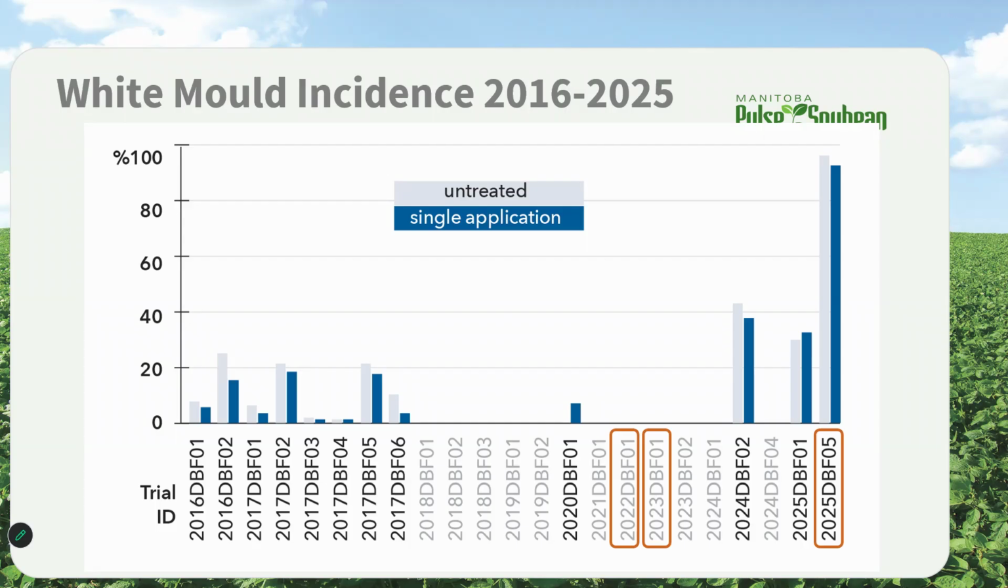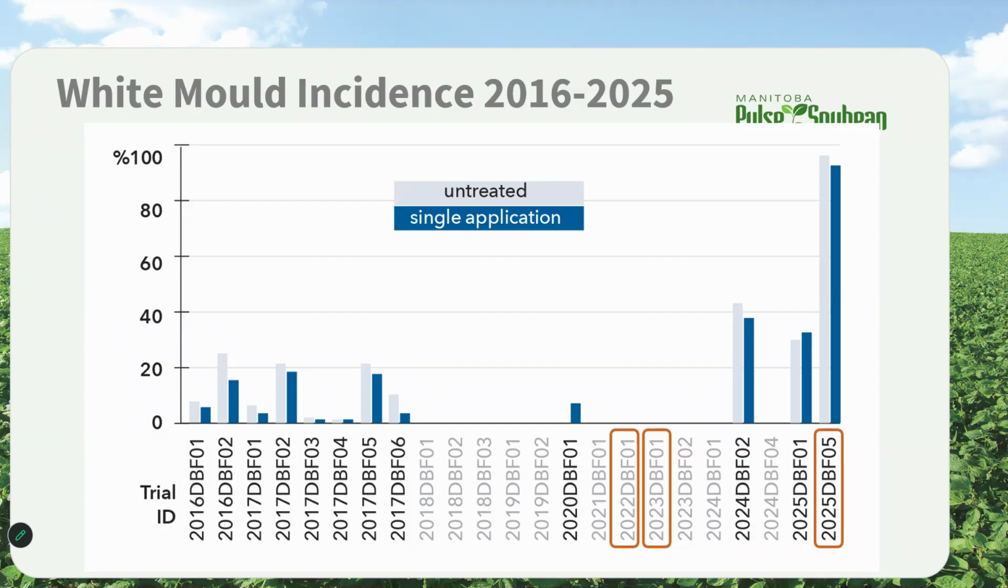So on the y-axis on the graph, we have the percentage of plants with white mold, or incidence, and the individual trials along the bottom. The graph bar pairs show the white mold incidence for both the single fungicide and the untreated. And at 2 of the 3 sites where there was a yield increase with a single fungicide, and this is shown by the 3 circles along the bottom, we found no white mold in our ratings at 2 of those.